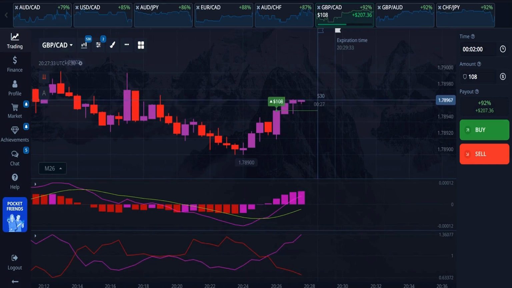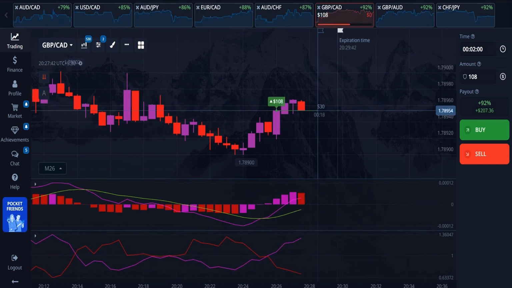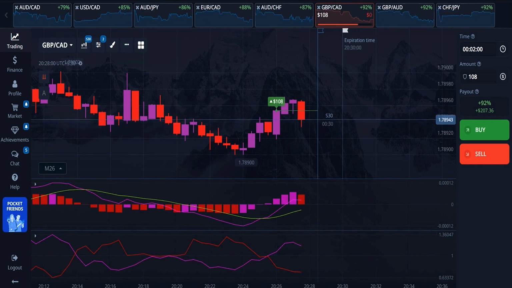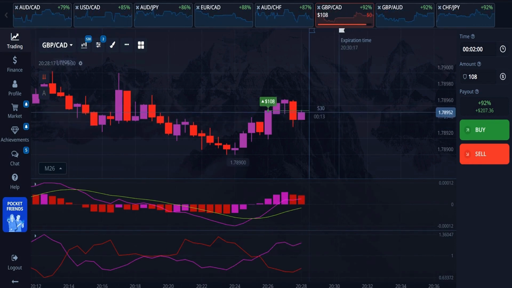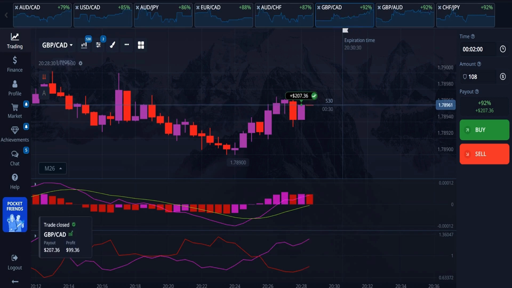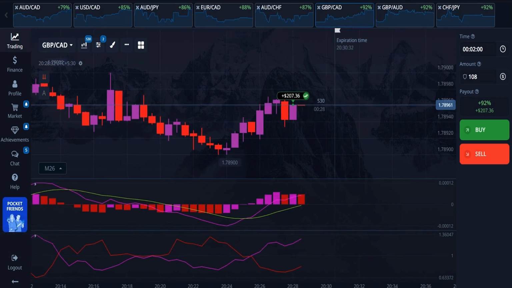Before trying this strategy on a real account, make sure to practice it on a demo account. This will help you gain confidence and understand the setup better. Only switch to a real account once you feel fully prepared and comfortable with the strategy.